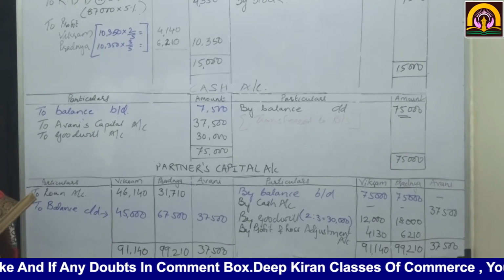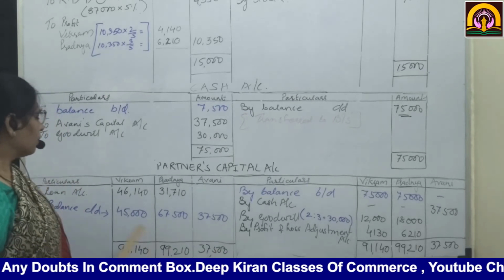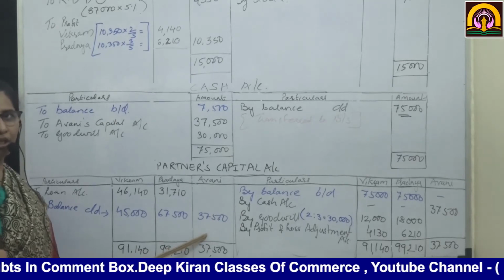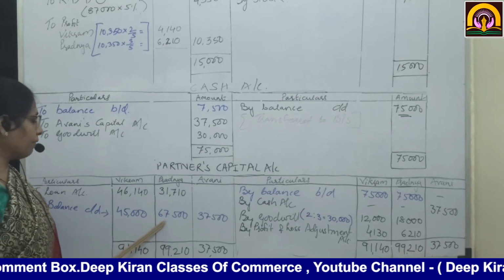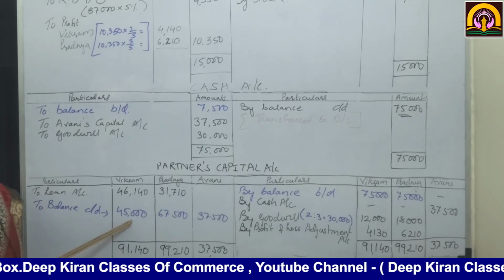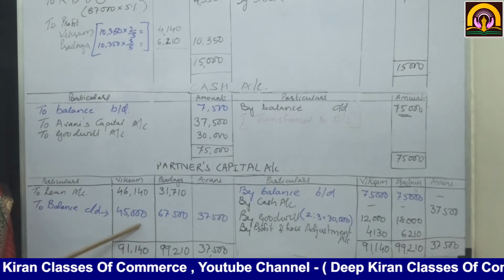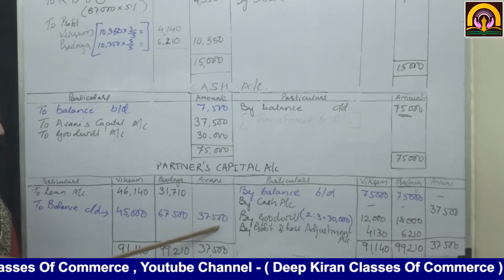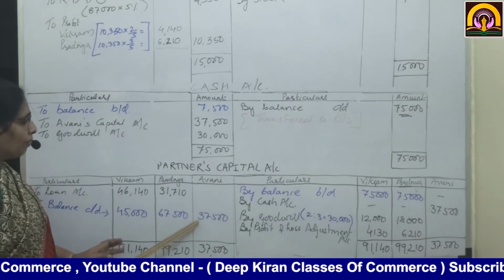Now in the working I had shown you how we are going to carry the balances in the balance sheet according to their new profit sharing, which was 6:9:5. For 5 shares he has brought 37,500. So for 9 shares 67,500, and for 6 shares how much? 45,000. So these balances will appear in the balance sheet: 45,000, 67,500, 37,500.